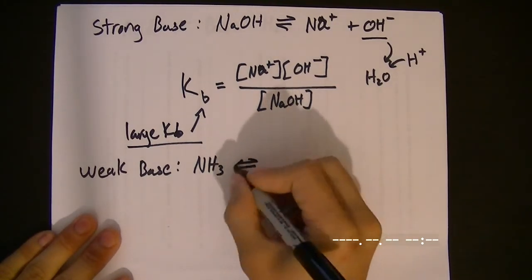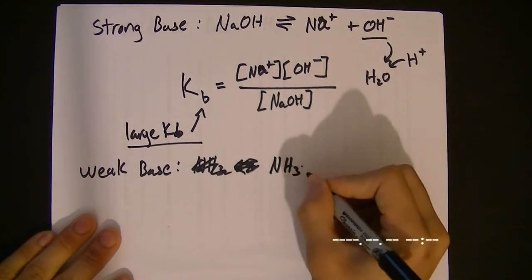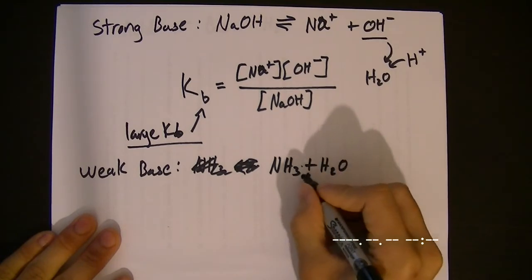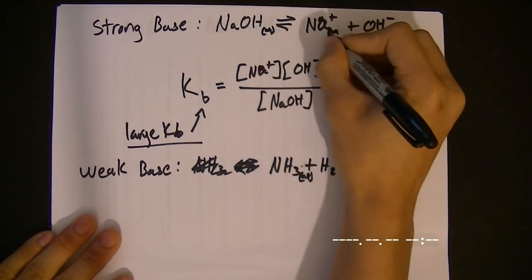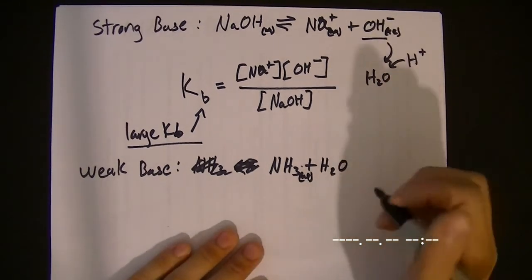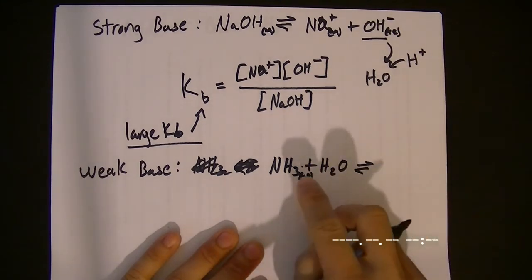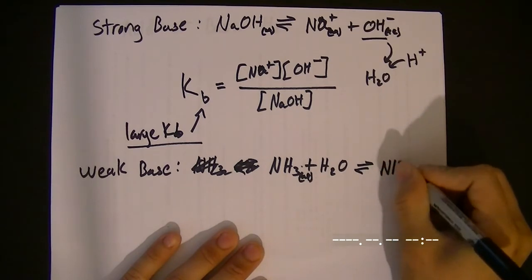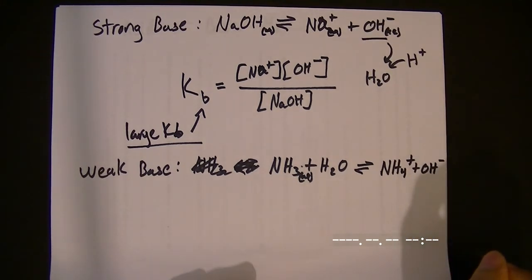NH3 will react with water. Let me put in aqueous solution, of course, I keep forgetting my states of matter here. Here, aqueous solution. It reacts with water, and what it's going to do is take a proton from that water. It would be NH4 plus and OH minus.